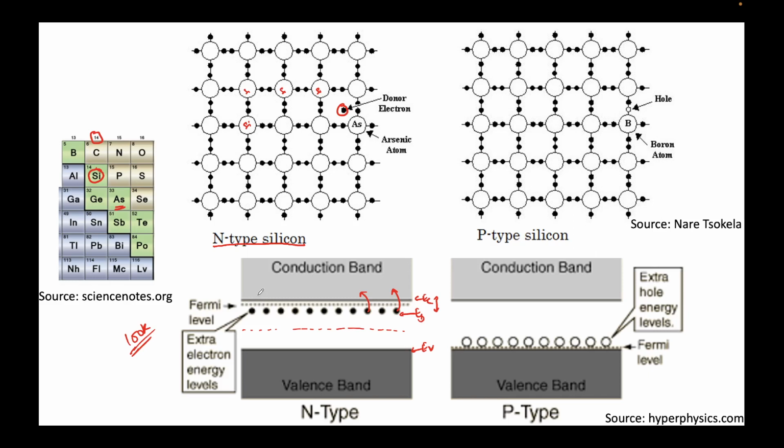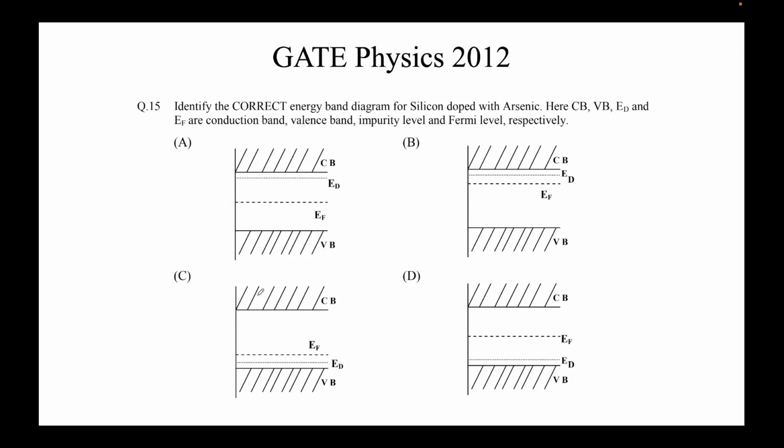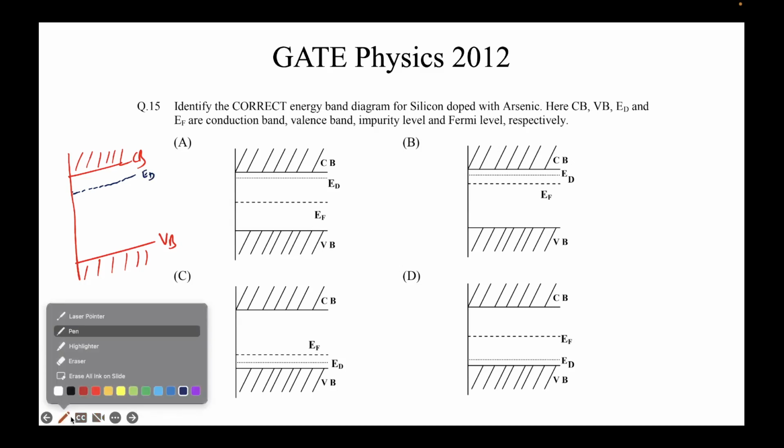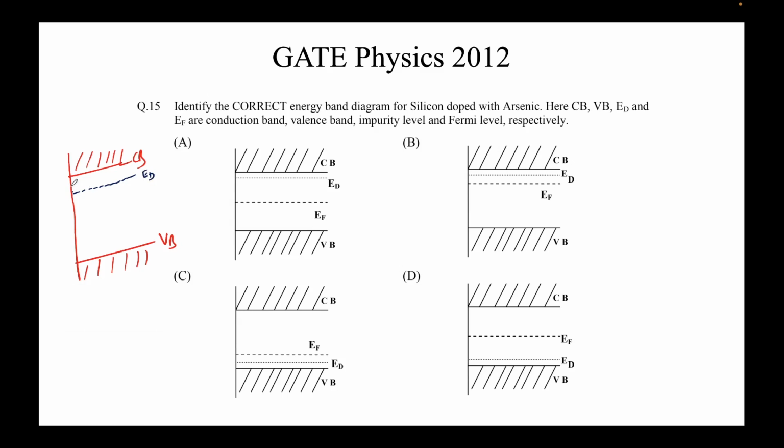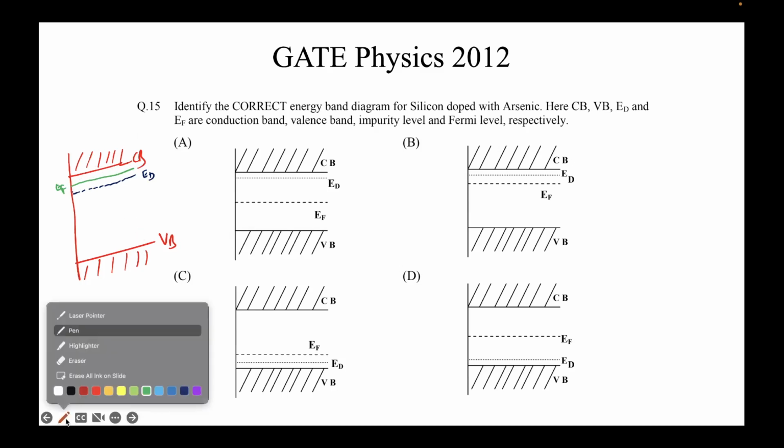So now let's get back to our question and see which one of these band diagrams matches. Remember, what we had determined was something like this. This was the conduction band level, this was the valence band level, and I'll denote Ed by blue color. Ed, we noted, was close to the conduction band. This was the Ed, and we also saw that Ef was somewhere between the conduction band and Ed. So this was the diagram that we analyzed. So our answer should resemble something like this. Let's go through the options one by one and see which one is correct.